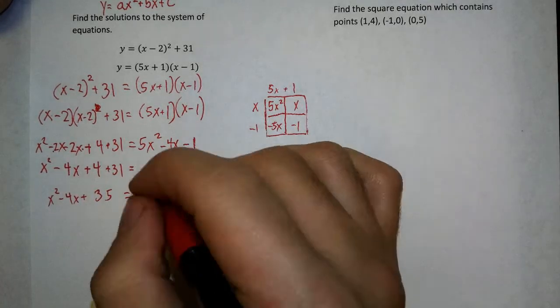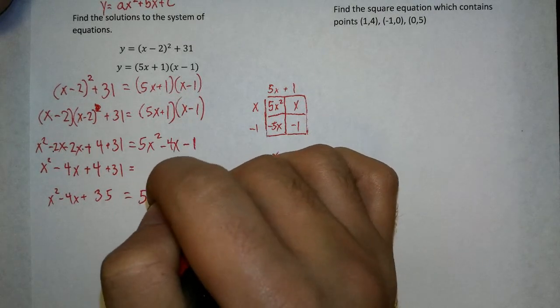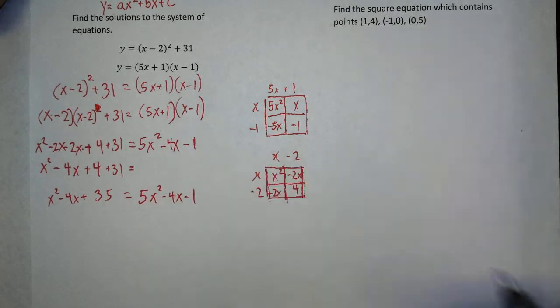Okay, now we'll go ahead and write what's on the other side. 5x squared minus 4x minus 1. Just like that. Okay. Alright, so back to the drawing board. Now what should we do? We got to this point. What can we do with this?